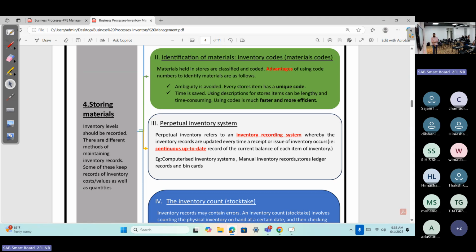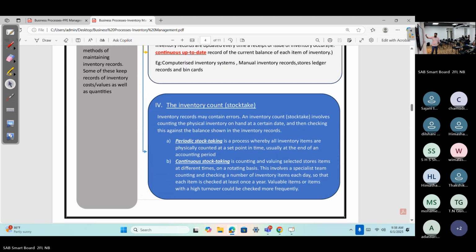Perpetual inventory refers to an inventory recording system whereby the inventory records are updated every time a receipt or issue of inventory occurs, which means continuous up-to-date records of the current balance of each item of inventory. It's moreover similar to bin cards. Computerized inventory system, manual inventory records, stores ledgers, records, and bin cards. The last storing activity is the most important for inventory.